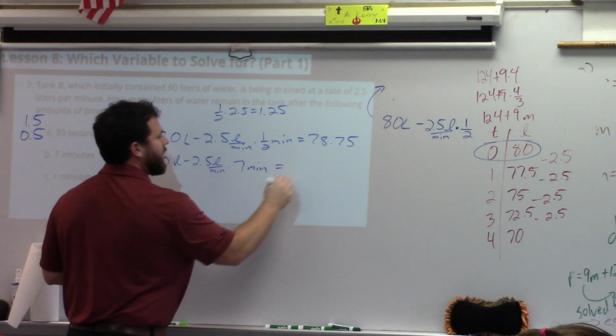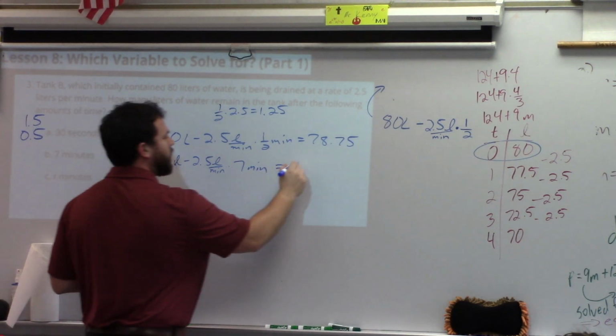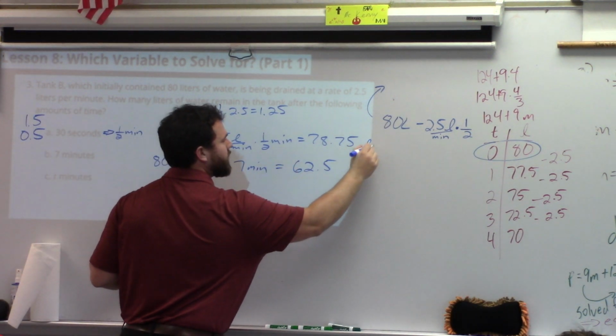So, what do I get here? 62.5. 62.5 what? Liters.